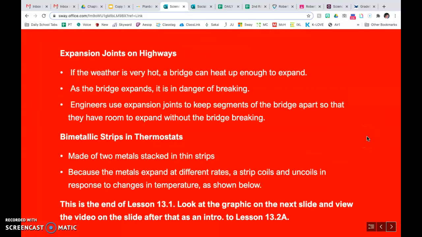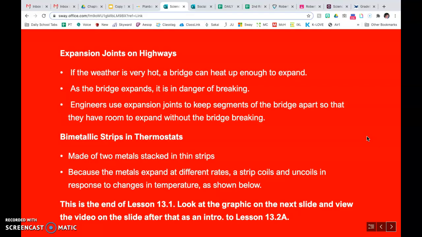So how is this practical? Why do we need to learn about temperature? So one practical thing would be the expansion joints on highways. If the weather is very hot, we know that those molecules are going to heat up and they're going to start moving really, really fast. Don't touch me, don't touch me, don't touch me.